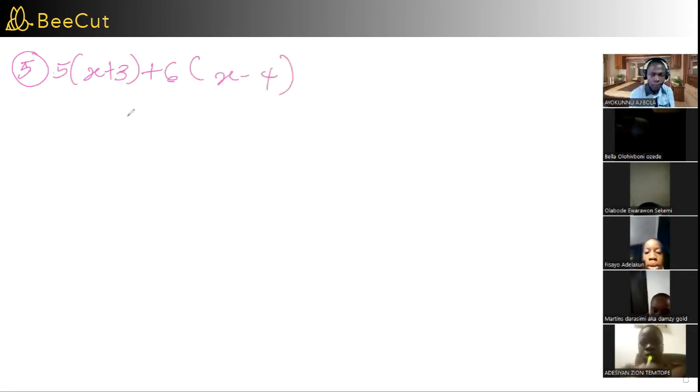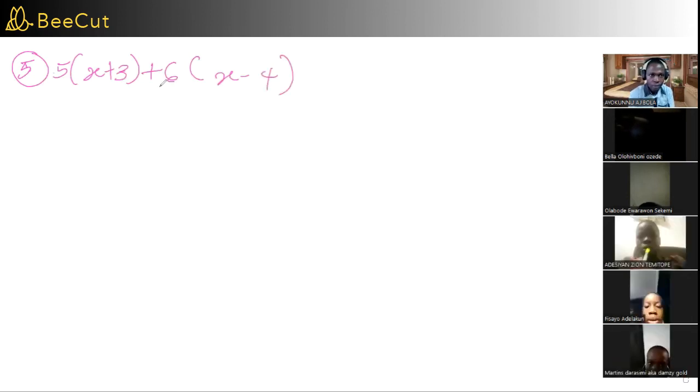This is the question we're solving for now. Question 5 is 5 into x plus 3, then also we have another bracket there, plus 6 into x minus 4. So here, you use 5 to open the first bracket, use 6 to open the second bracket, and you continue to simplify. Put down your note, like I said.